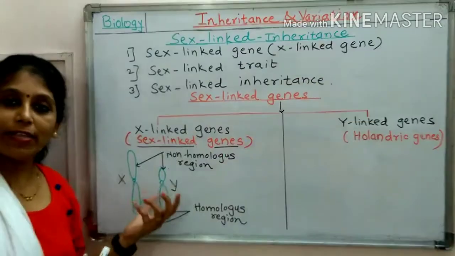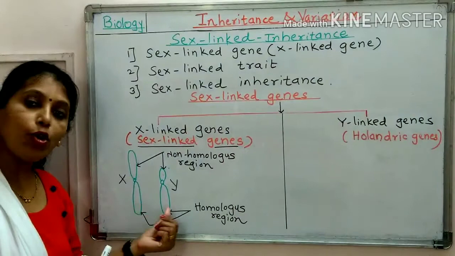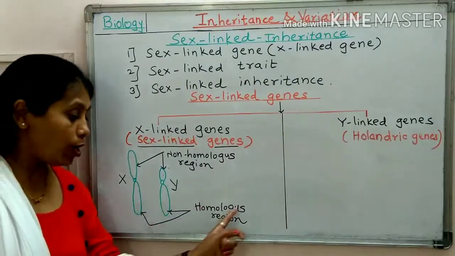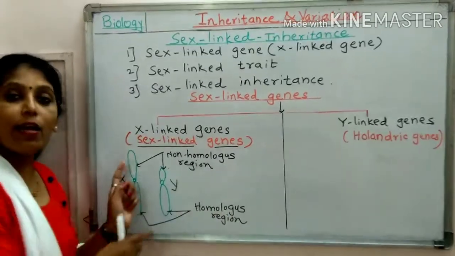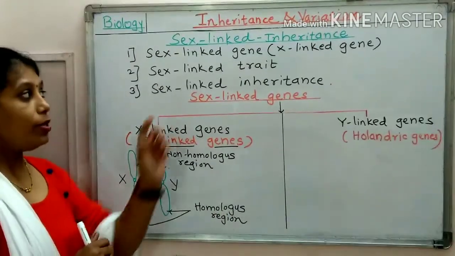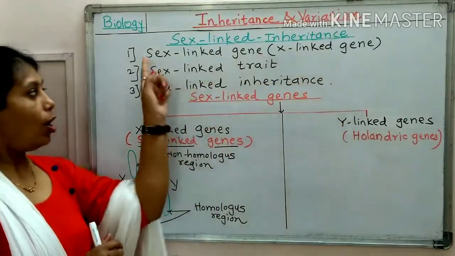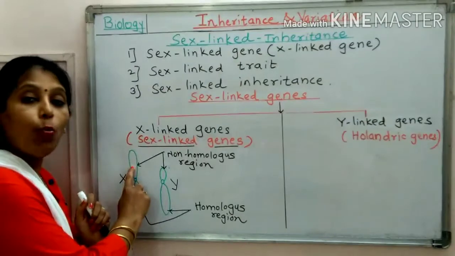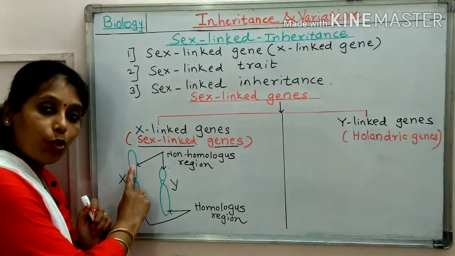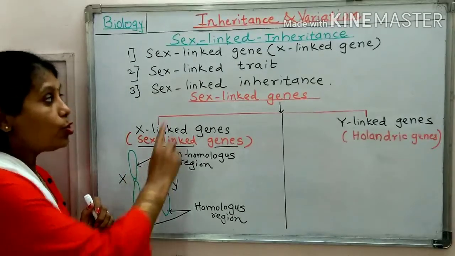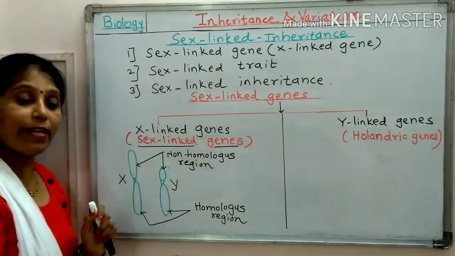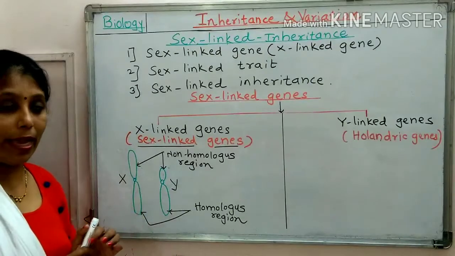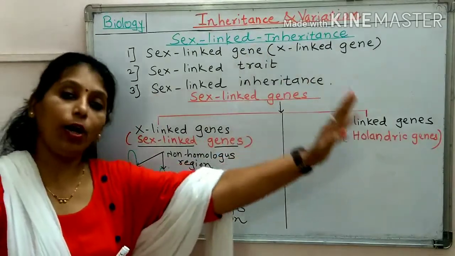We have studied the structure of X chromosome and Y chromosome. These two parts are homologous region. These two parts are non-homologous region. So X-linked genes or sex-linked genes are present on the non-homologous part of the X chromosome. This is the X chromosome. So the sex-linked gene is present on the non-homologous part of the X chromosome, and is called sex-linked gene or X-linked gene.